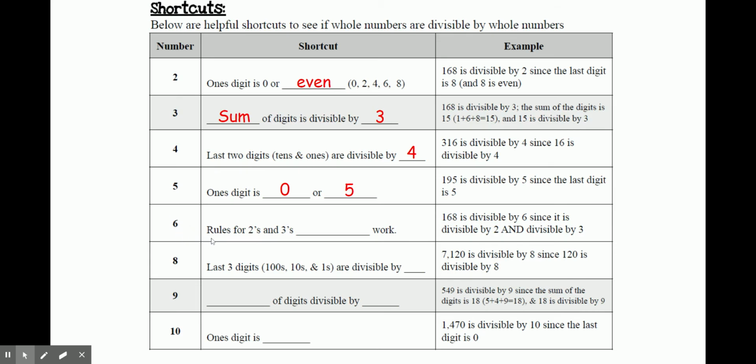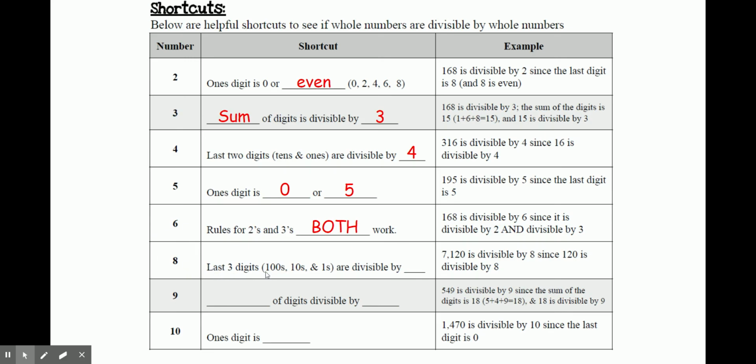For 6, if it's divisible by 6, the rules for the 2s and 3s both work. So 168 is divisible by 6 because the ones place is even. If you look at that 8, it's even. And the sum of the digits is divisible by 3. So if I add 1, 6, and 8, that equals 15. And 1 plus 5 equals 6, and it's divisible by 3. So if you apply both of these rules, the 2s and the 3s rules, then the number should be divisible by 6.